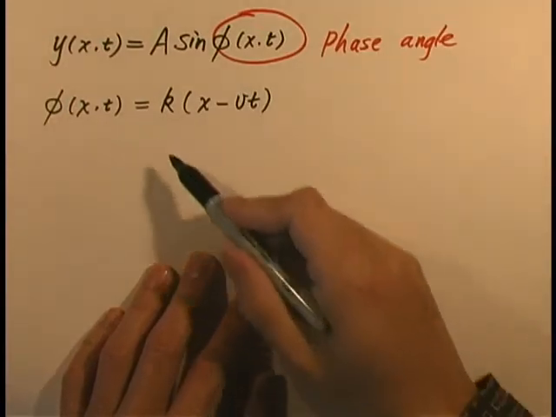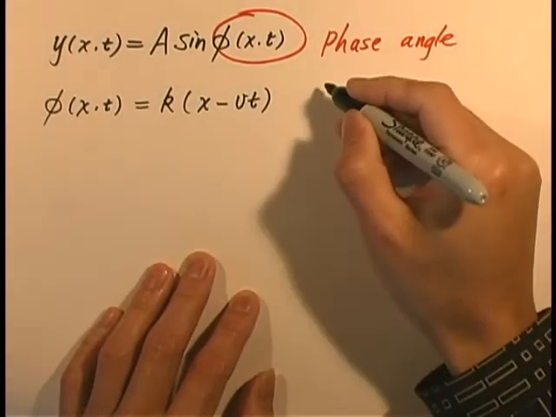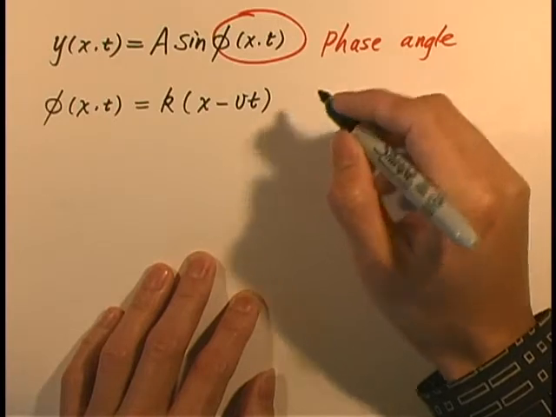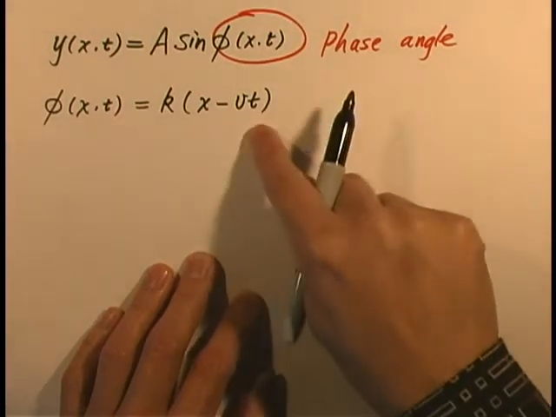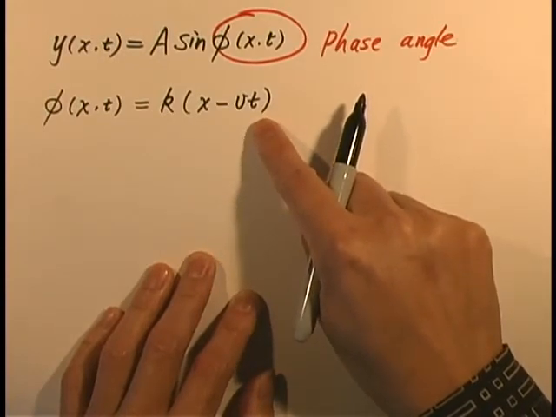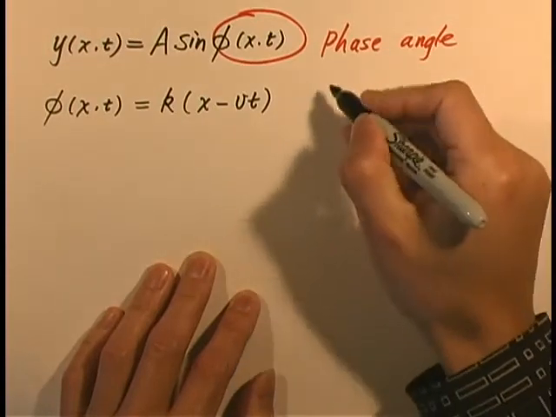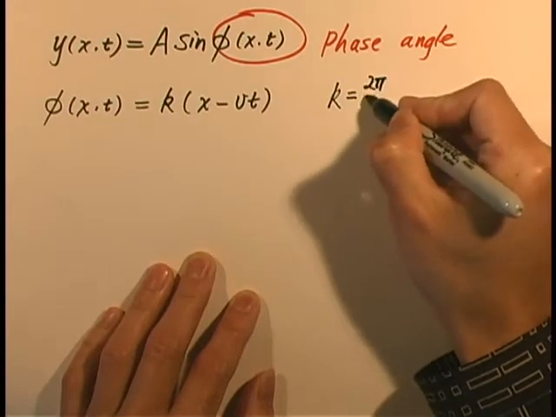We learned one way to write down this phase angle. It's k times (x minus vt), and here k, as we know, is called the wave vector. It's called a vector because it has not just a magnitude but also a direction. The direction is defined to be the direction of propagation of the wave. So if it's x minus vt, we know the wave travels along the positive x direction, so k is defined to be a vector along the positive x direction. And the magnitude of k, as we know, is 2 pi over lambda.